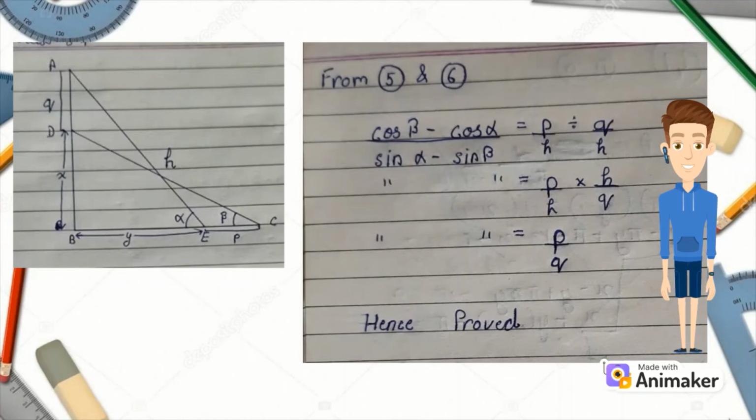As we have seen in equations number 5 and 6, from these two equations, we can say that cos beta minus cos alpha upon sin alpha minus sin beta is equal to p upon h divided by q upon h, which is equal to p upon q. Hence, we have proved that cos beta minus cos alpha upon sin alpha minus sin beta is equal to p upon q.